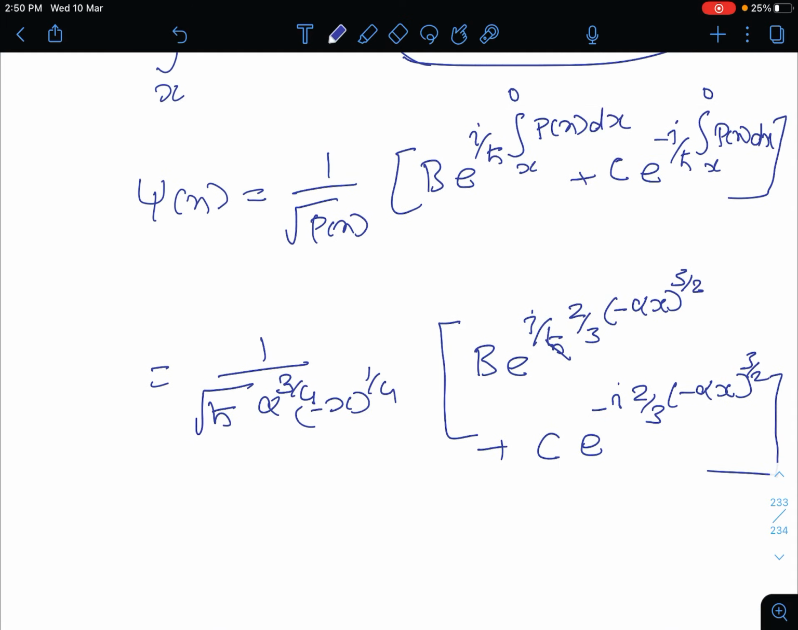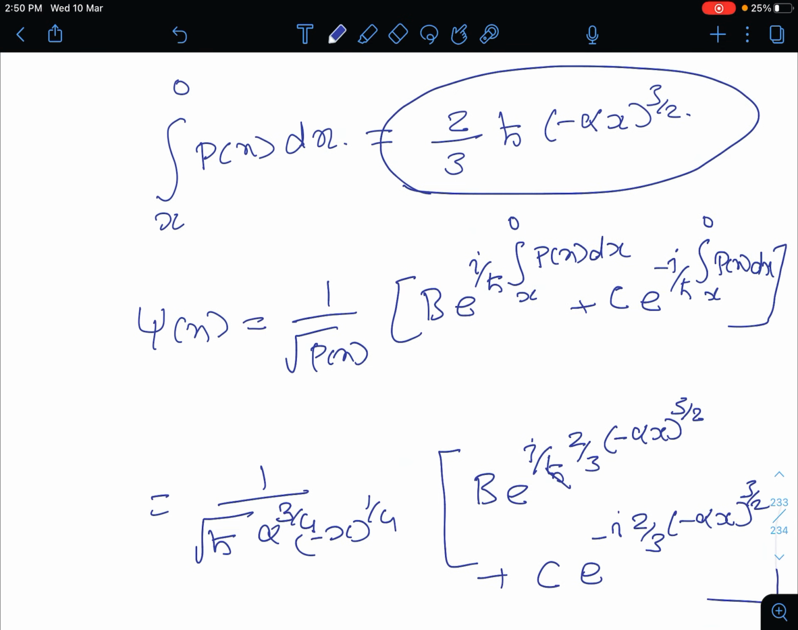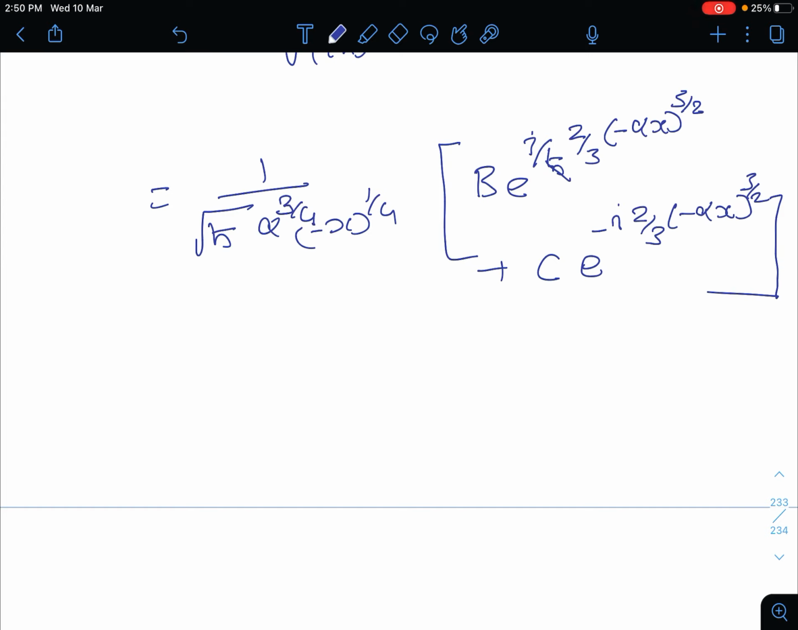Now this is the exponential function. Now this exponential is a linear combination. This is the wave function on the left hand side, psi. Now that should be equal to psi p at those region.